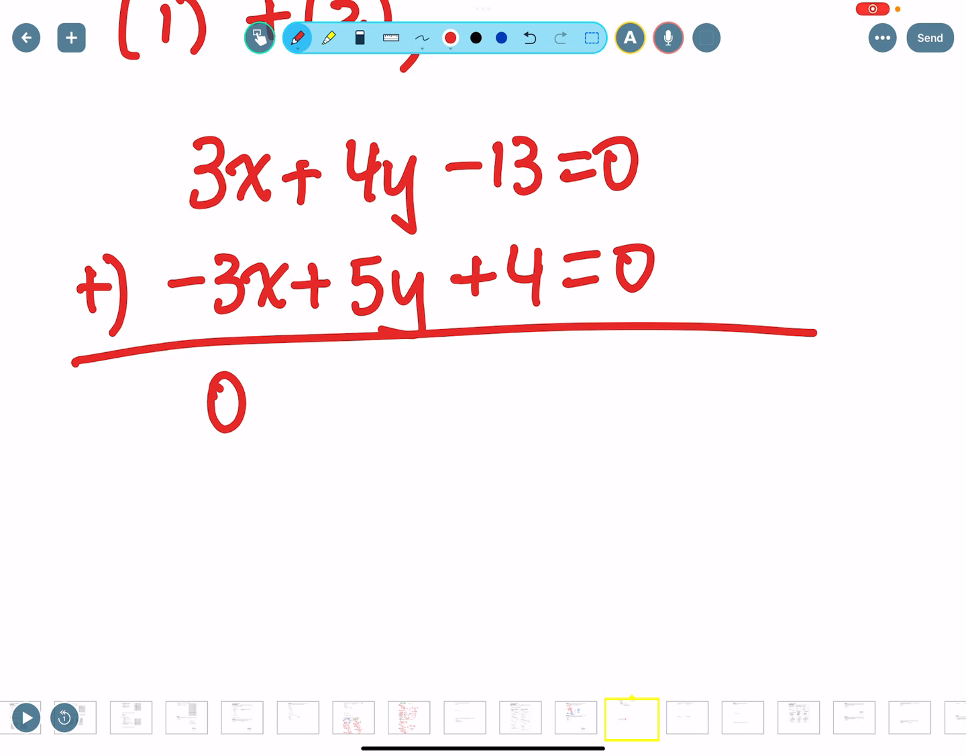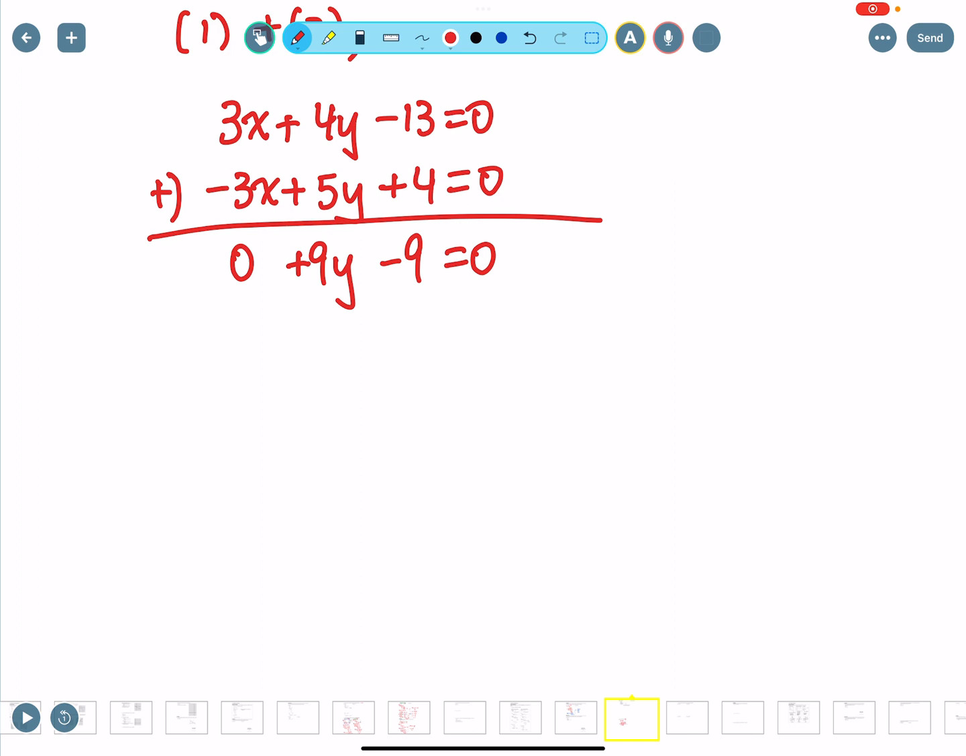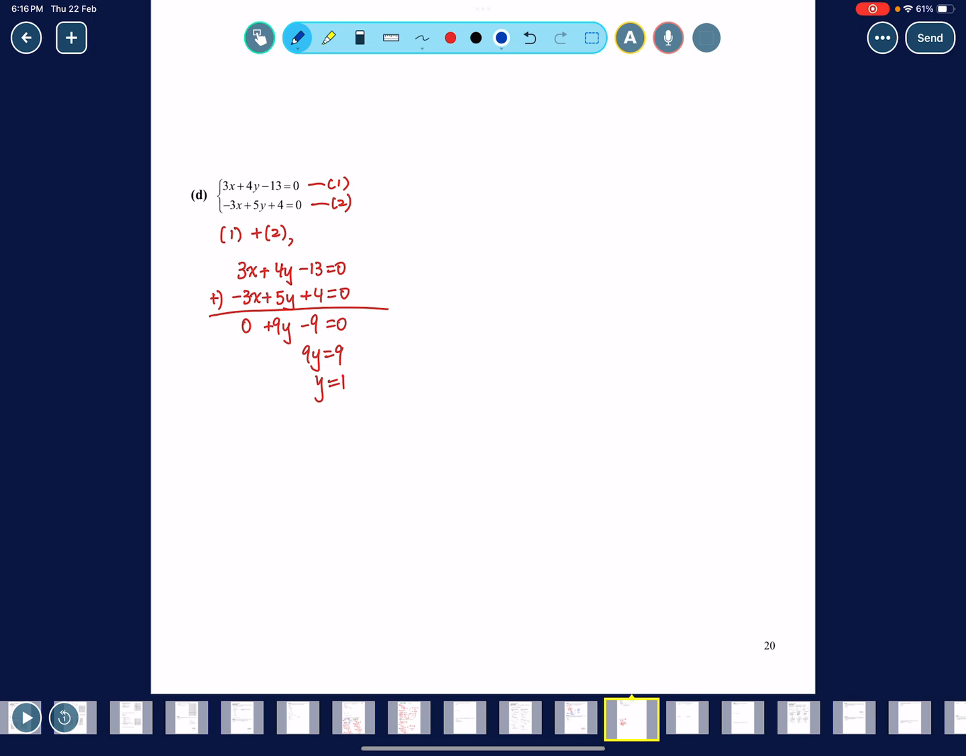Next, 4y plus positive 5y, so it's all plus. 4 plus 5y is 9y. Negative 13 plus 4 is negative 9. Use your calculator. Negative 9 equals 0. 0 plus 0 is 0. Solve for y, you get 9y equals 9, y equals 1. So this is the hardest part of elimination. After that, the other part should be easy.